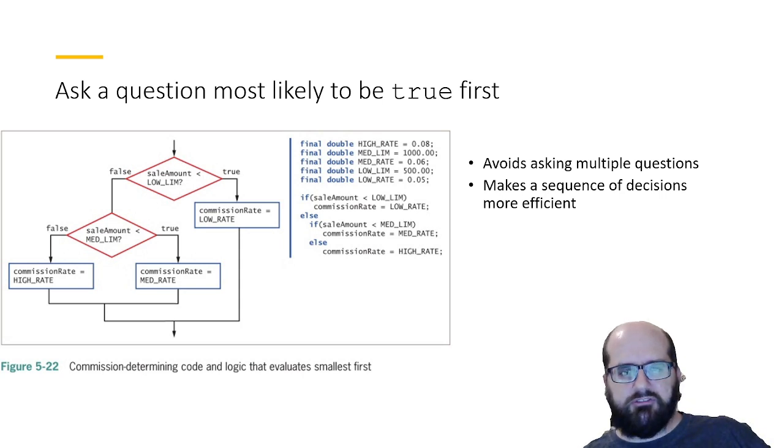So you can see how we fix that range check by asking about the low limit first, most likely to be true, and then we use an else to control the rest. You can pause the video here if you want to look at that code. But this avoids asking multiple questions and makes the sequence of decisions much more efficient.